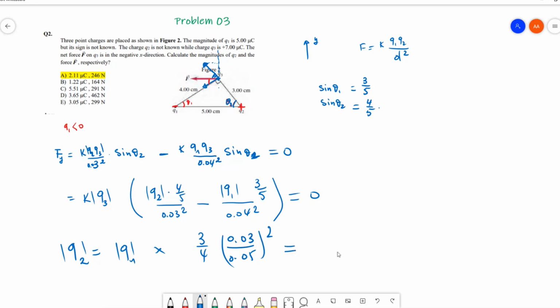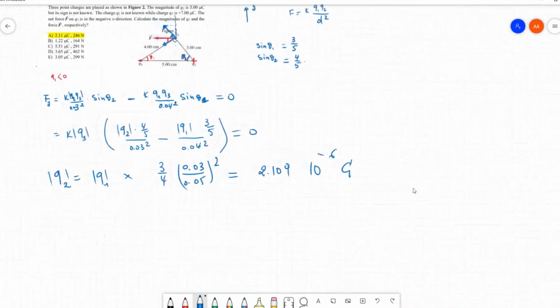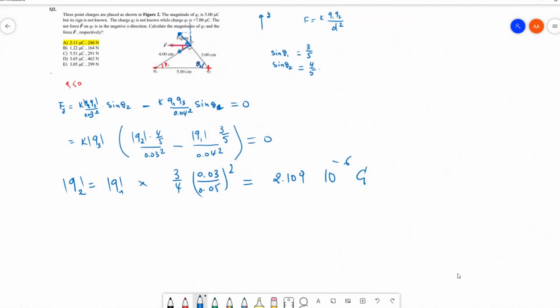So numerical application, Q2 will give us 2.109 10 minus 6 coulomb. You need to be careful. You have here microcoulomb. So when you work, be careful about the units, microcoulomb. Okay, is it clear so far? Is there any question so far? Okay, let me go faster if there's no question.